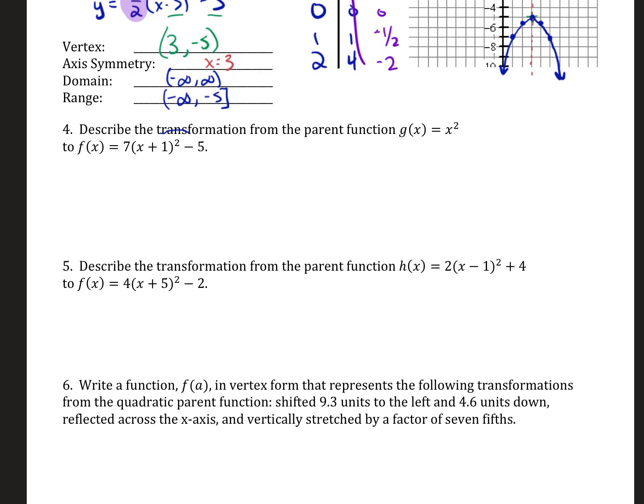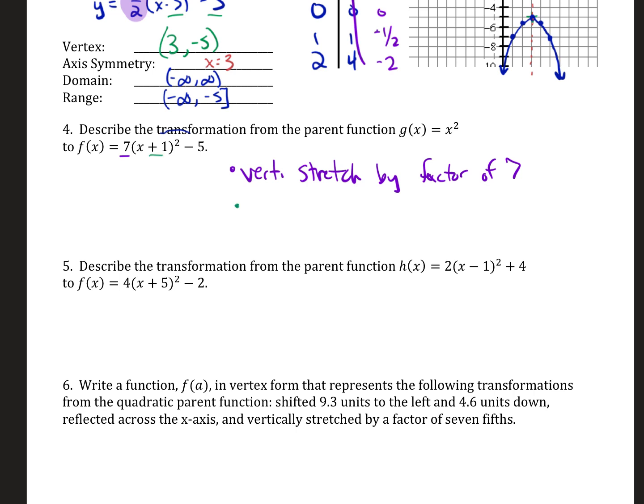Number 4 and 5 and 6 have us using equations and exploring the relationship between equations and transformations. So number 4 is nice and easy. Describe the transformation from the parent function g of x equals x squared. So somebody just shout out, give me one transformation that you see. Vertical stretch by a factor of 7. Okay, and that's why we know it's a stretch and not a compression. Stretches have a factor over 1, compressions have a factor between 0 and 1. Cool, what else? Somebody new, give me a new one.